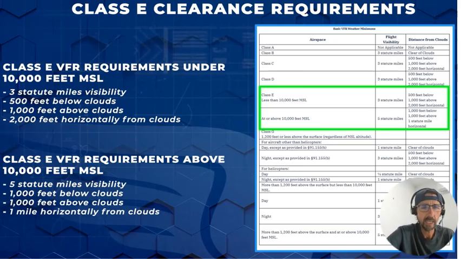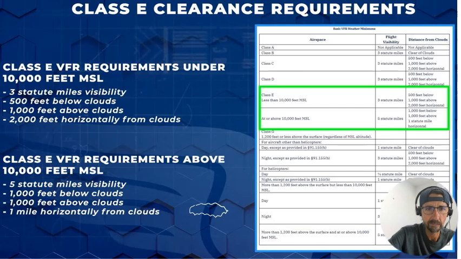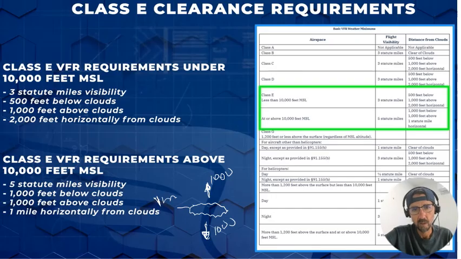Okay. Why is that the case? Well, above 10,000 feet, airplanes are moving faster, and so we need more visual separation. So what does that look like? You have your cloud here, 1,000 feet, 1,000 feet, 1 mile. Okay, so that looks like a 4. There we go, that's better. Okay, so 1,000, 1,000 and 1 mile.